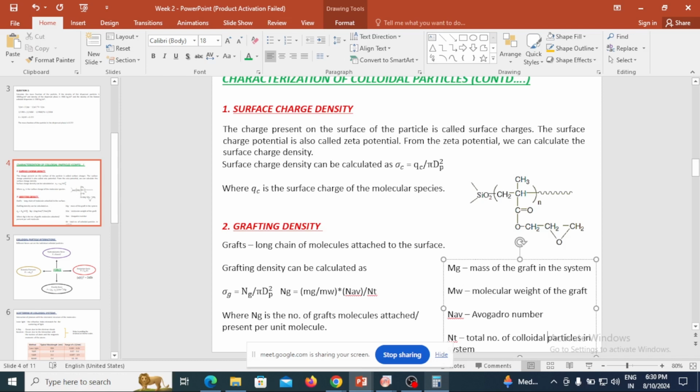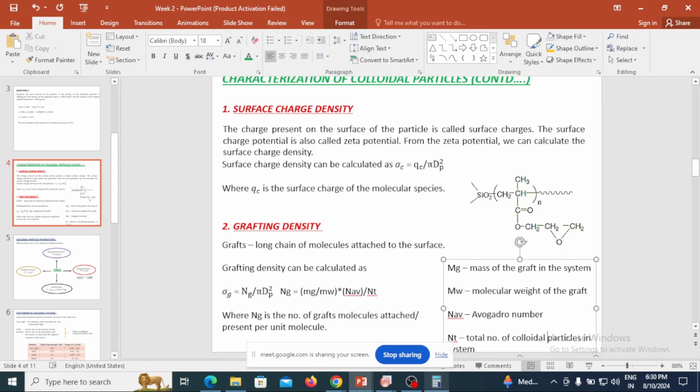So you take a grafted system, you know it has been grafted, you know the molecular weight of the graft that you have used, you know the decomposition temperature of your graft. Now you take your sample and heat it till that decomposition temperature, and you see what is the mass of the material that has decreased compared to before starting the experiment. So that weight difference is nothing but the mass of your graft in the system. So that is nothing but Mg.